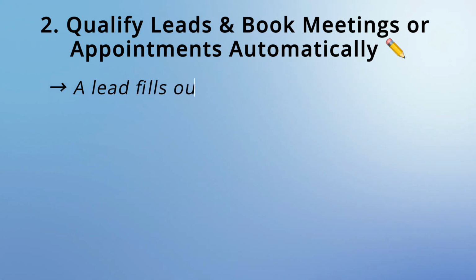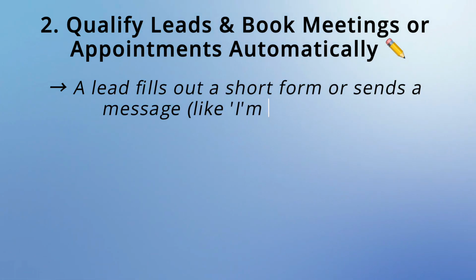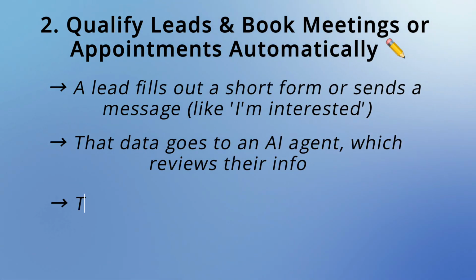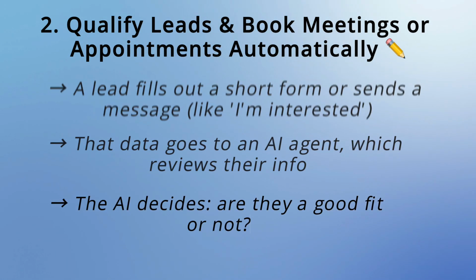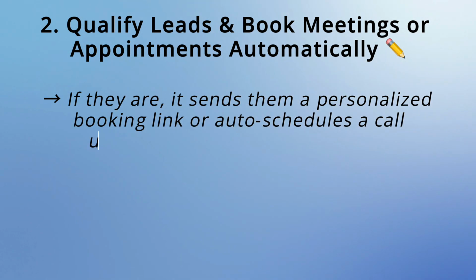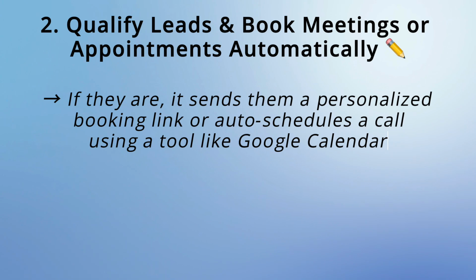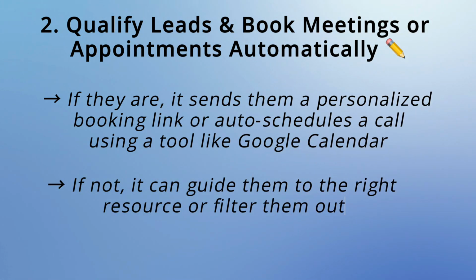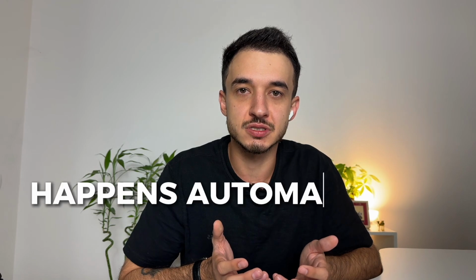A lead fills out a short form or sends a message, something like "I'm interested." That data goes to an AI agent which reviews their info. The AI decides whether they are a good fit or not. If they are, it sends them a personalized booking link or auto-schedules a call using a tool like Google Calendar. If not, it can guide them to the right resource or filter them out. And all of this happens automatically, no human needed unless it's time to actually jump on the call.